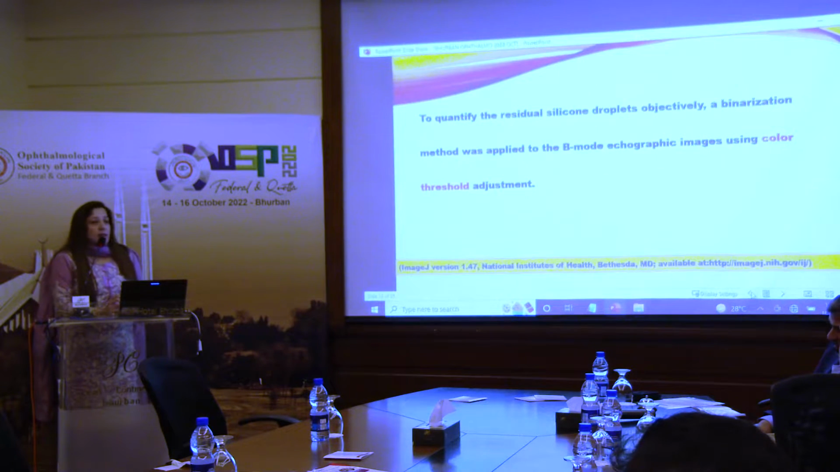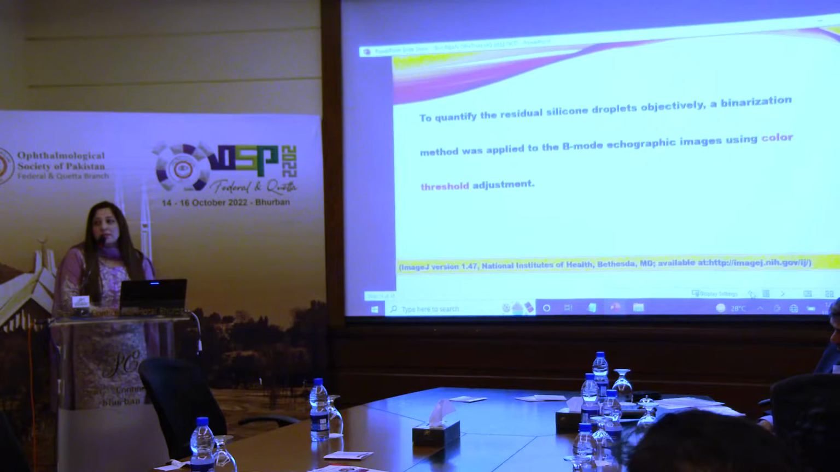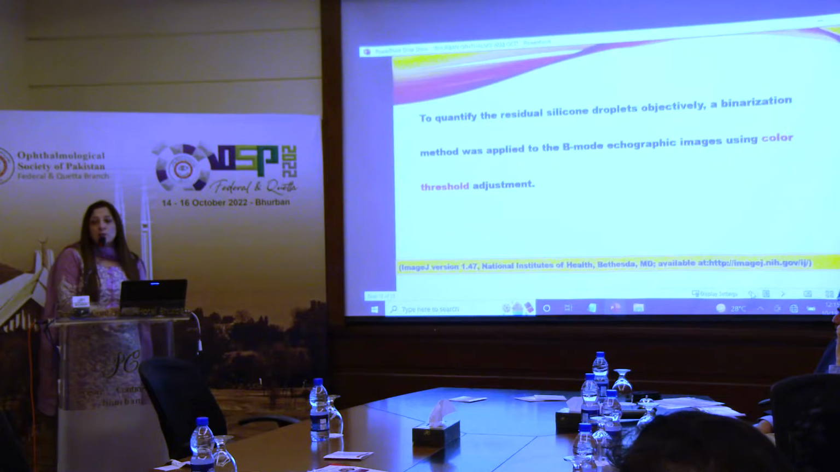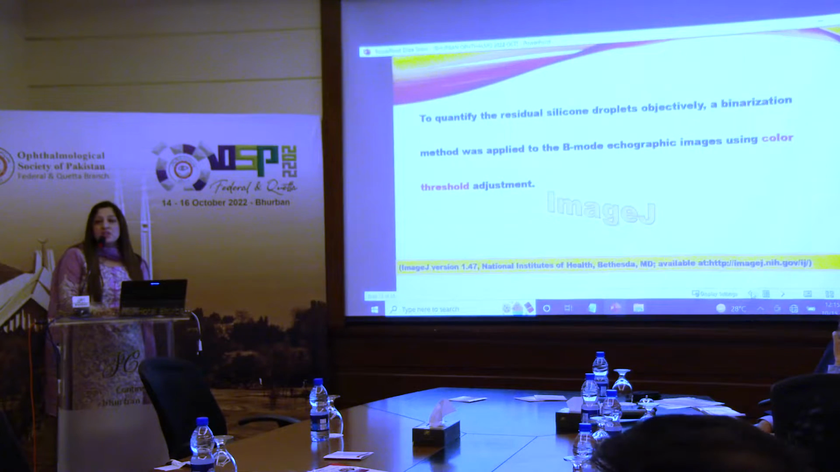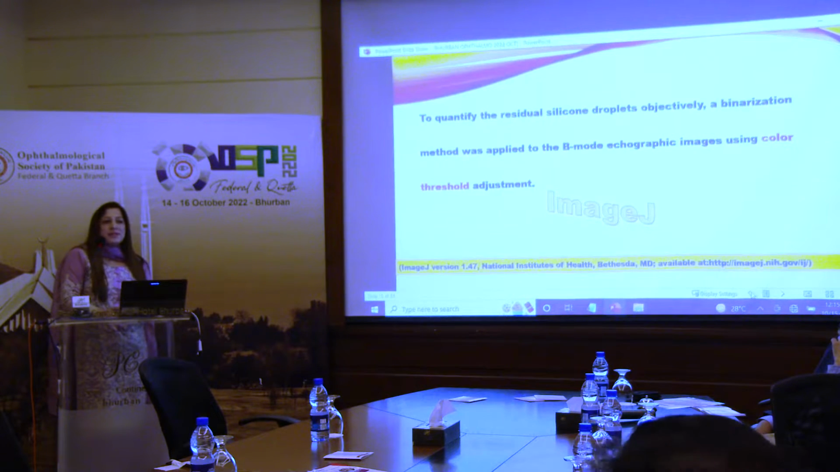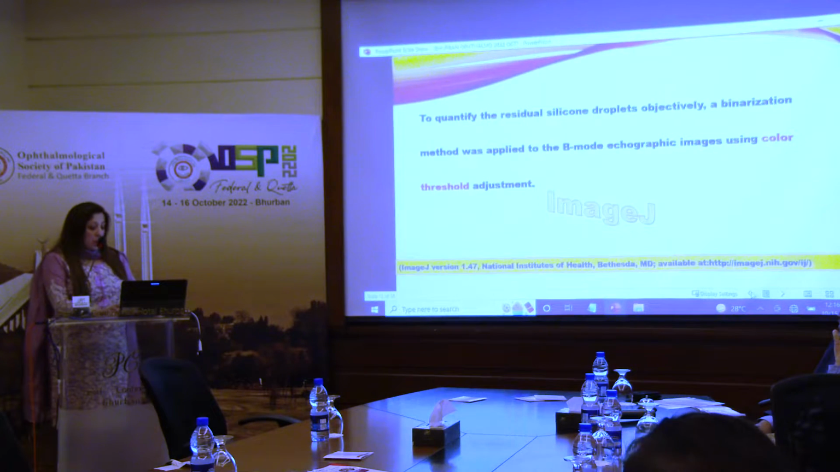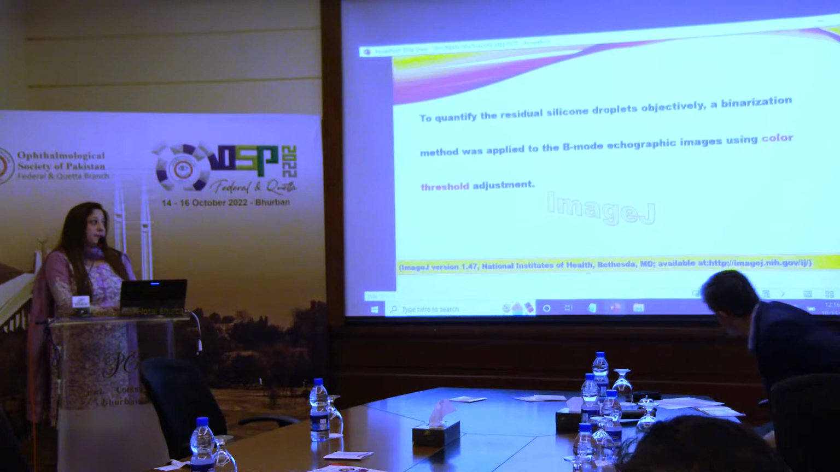Now, to quantify the residual silicone oil droplets objectively, a binarization method was applied to B-scan images using color threshold mode with the help of ImageJ software. Now, what is this ImageJ software? ImageJ is an image processing software that is heavily used in artificial intelligence. It has superb competency of discerning features, which is why we have relied on it.